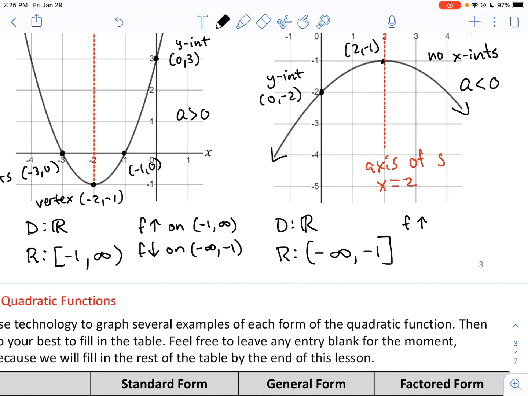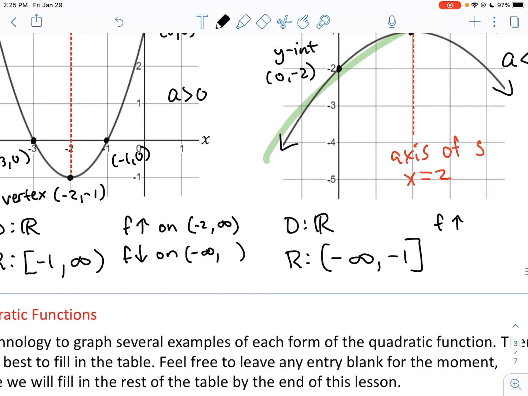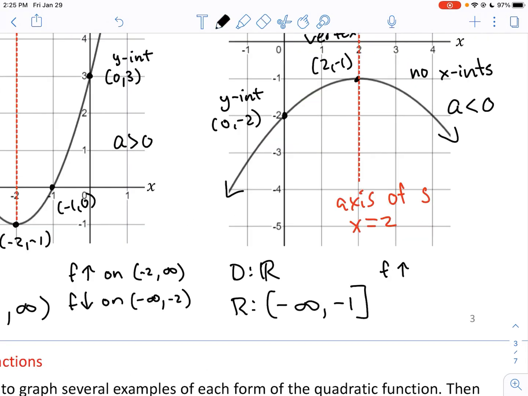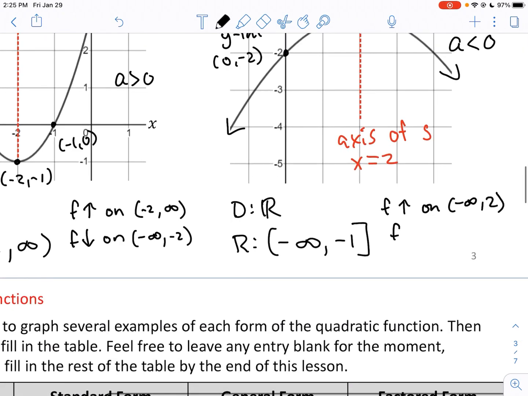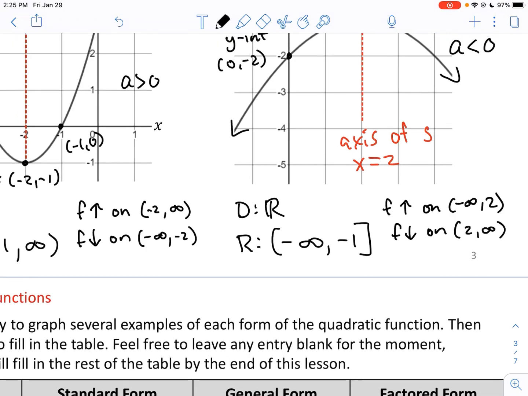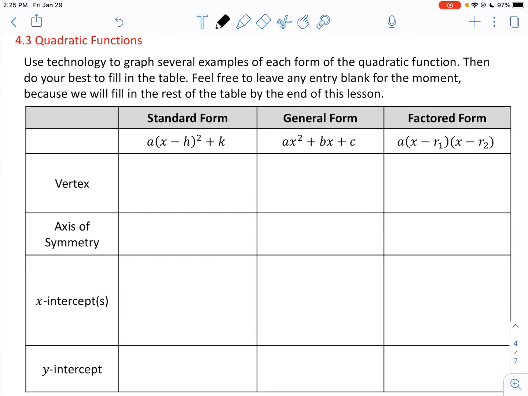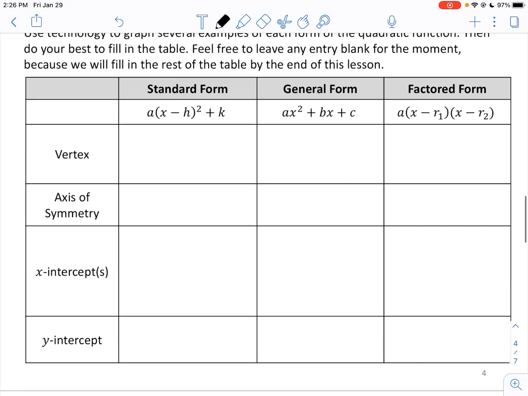On this one here, this function's increasing on this portion right here. And I don't know why I wrote negative 1 over here. These should be negative 2's. It's the x-coordinates that you're focused on. So we're increasing on negative infinity to 2, given open interval, and the function's decreasing after the vertex, so 2 to infinity. Use technology to graph several examples of each form of the quadratic function, then do your best to fill in the table. Feel free to leave any entry blank for the moment, because we will fill in the rest of the table by the end of this lesson.